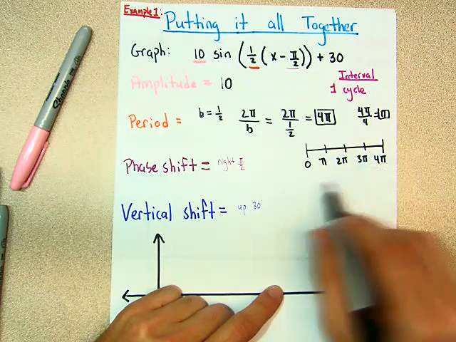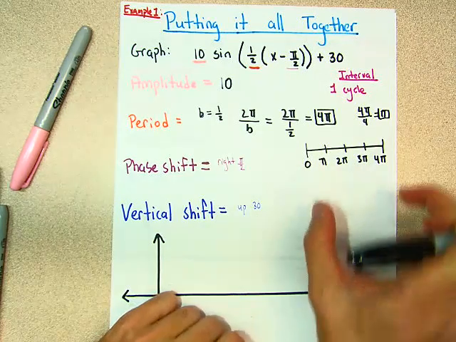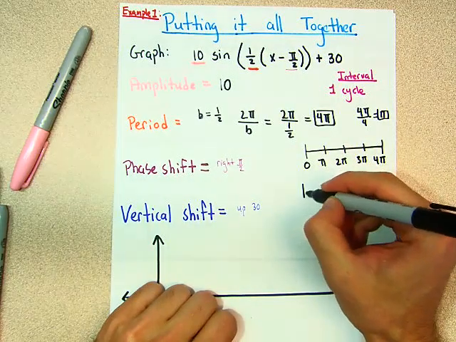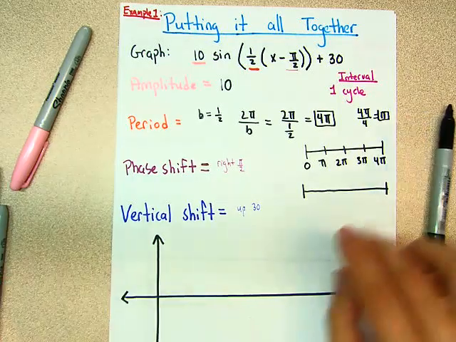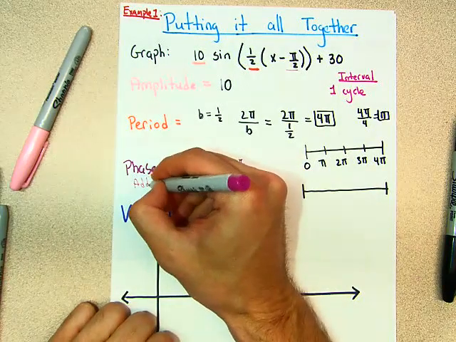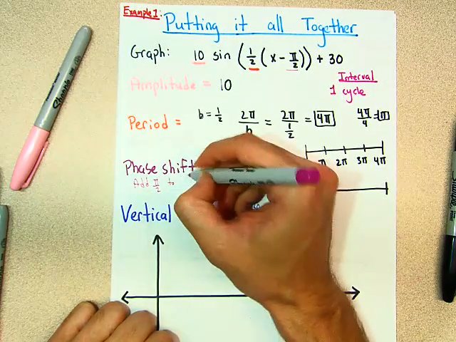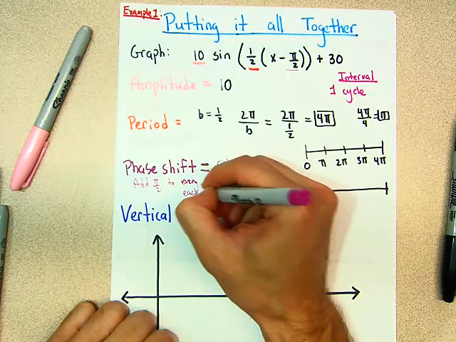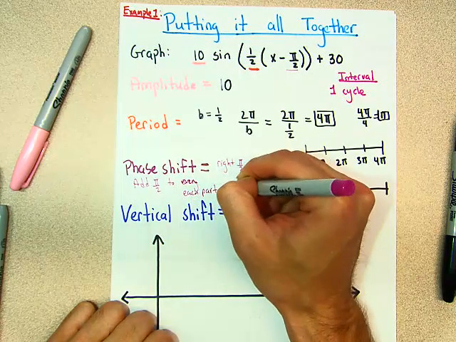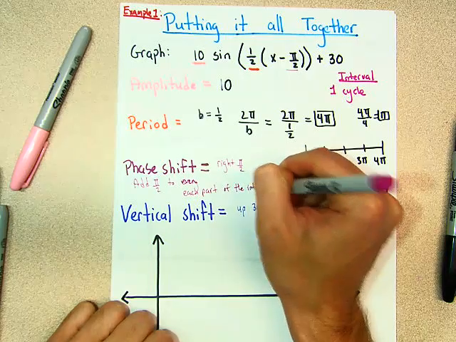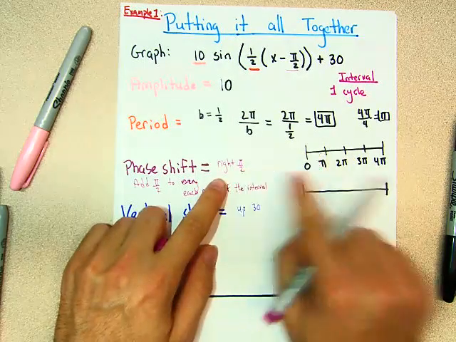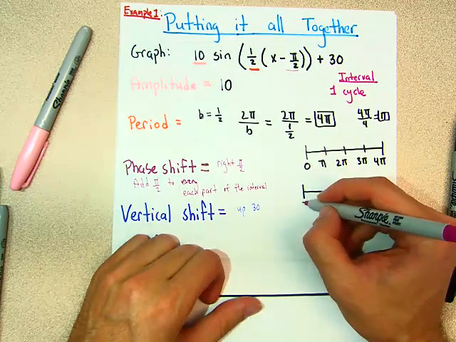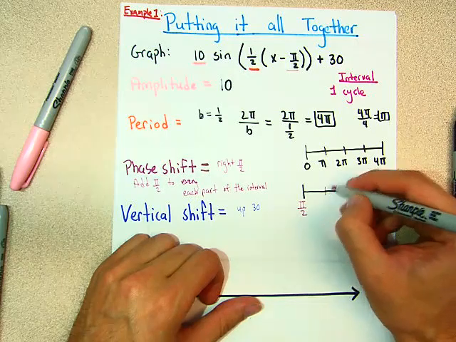All right? But now, once we have this period, we don't put this here because now there's a phase shift to the right of pi over 2. So when you do the phase shift, what are you doing? You add pi over 2 to each part of the interval. Right? If it's at 0, we're going to add pi over 2. So what is 0 plus pi over 2? It's just pi over 2. What's the next part? What's pi plus?